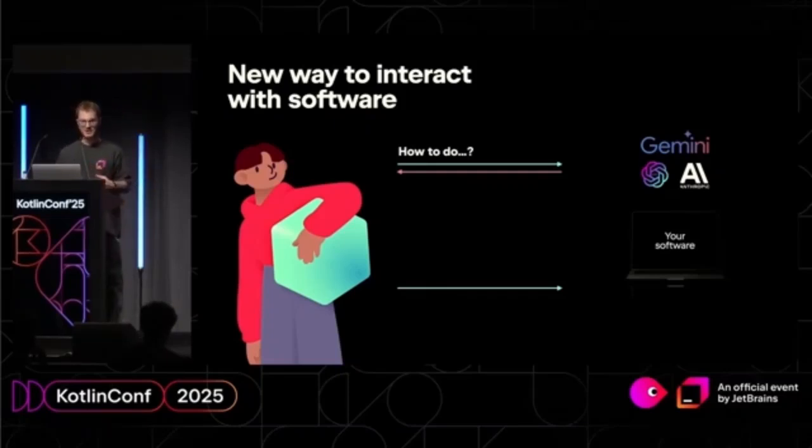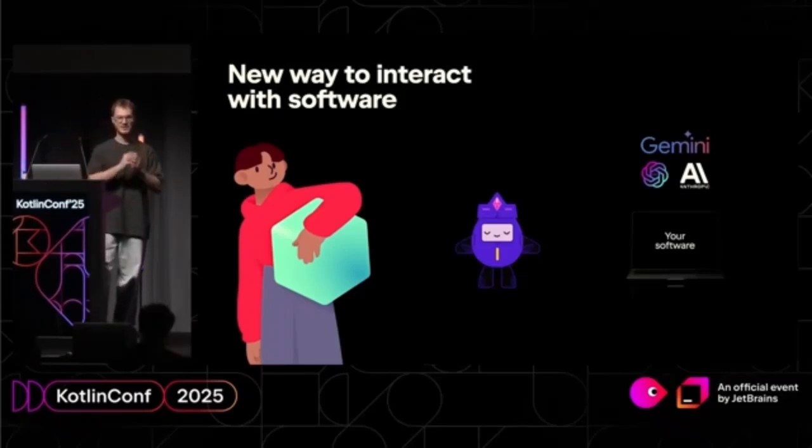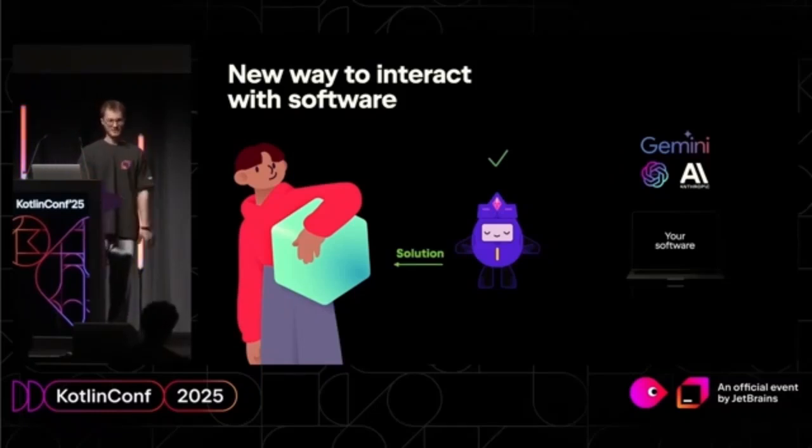So let's imagine the picture of the future. Let's imagine there is some helper robot in the middle, and the user will just ask the robot, do the whole work for me. And now it's the robot's responsibility to use AI and to use your software to solve the problem, and once ready, it will come back to the user with a ready solution.